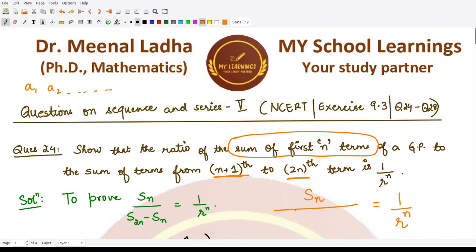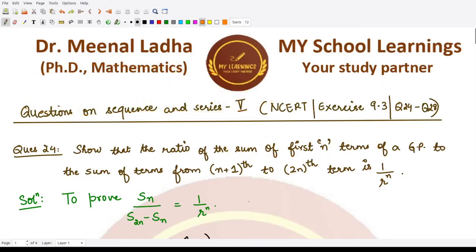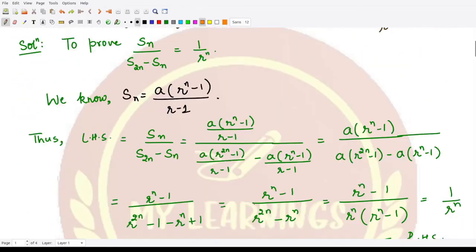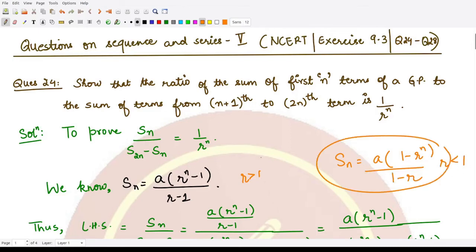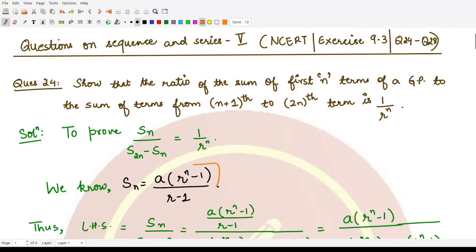So let's have a look at the solution. In order to prove that, we already know the formula for the sum of the first n terms of GP. The formula is a into r raised to power n minus 1 divided by r minus 1. This formula is utilized when r is greater than 1, but in this question there is no information about r, so we can use either formula. We can also use 1 minus r raised to power n divided by 1 minus r, where r is less than 1. Both formulas are the same, obtained from either one by taking a negative sign outside, correct? I am using this particular formula to solve this question.